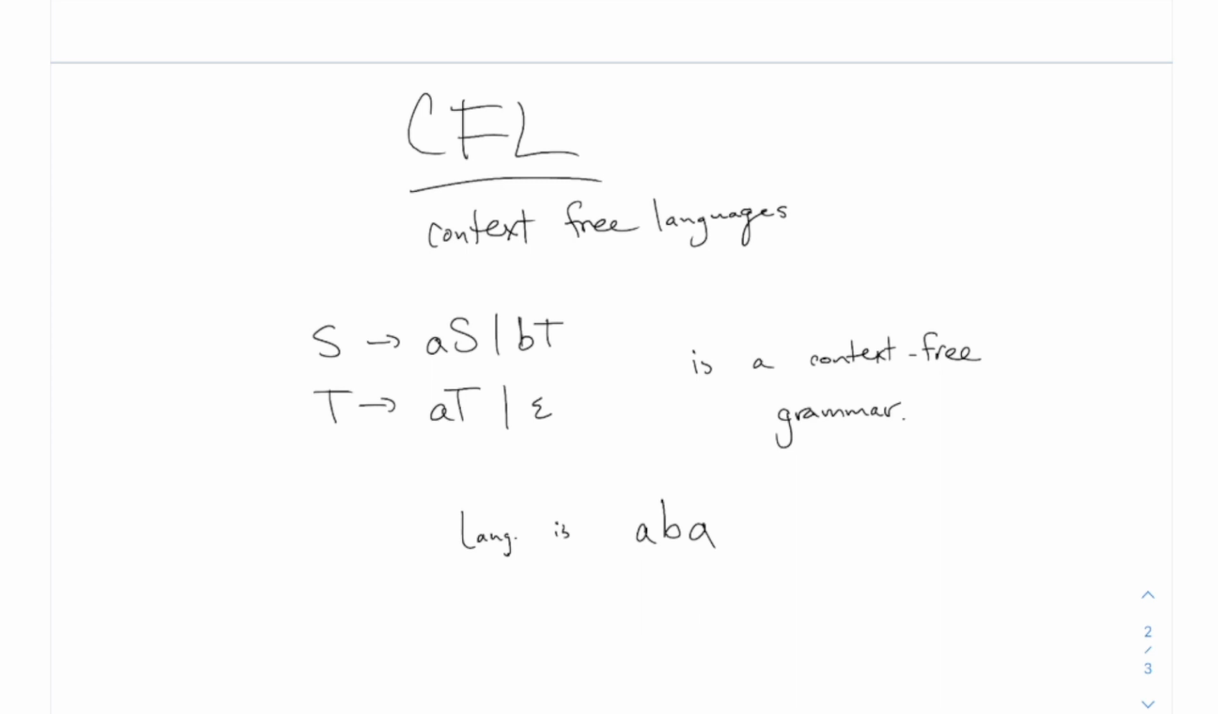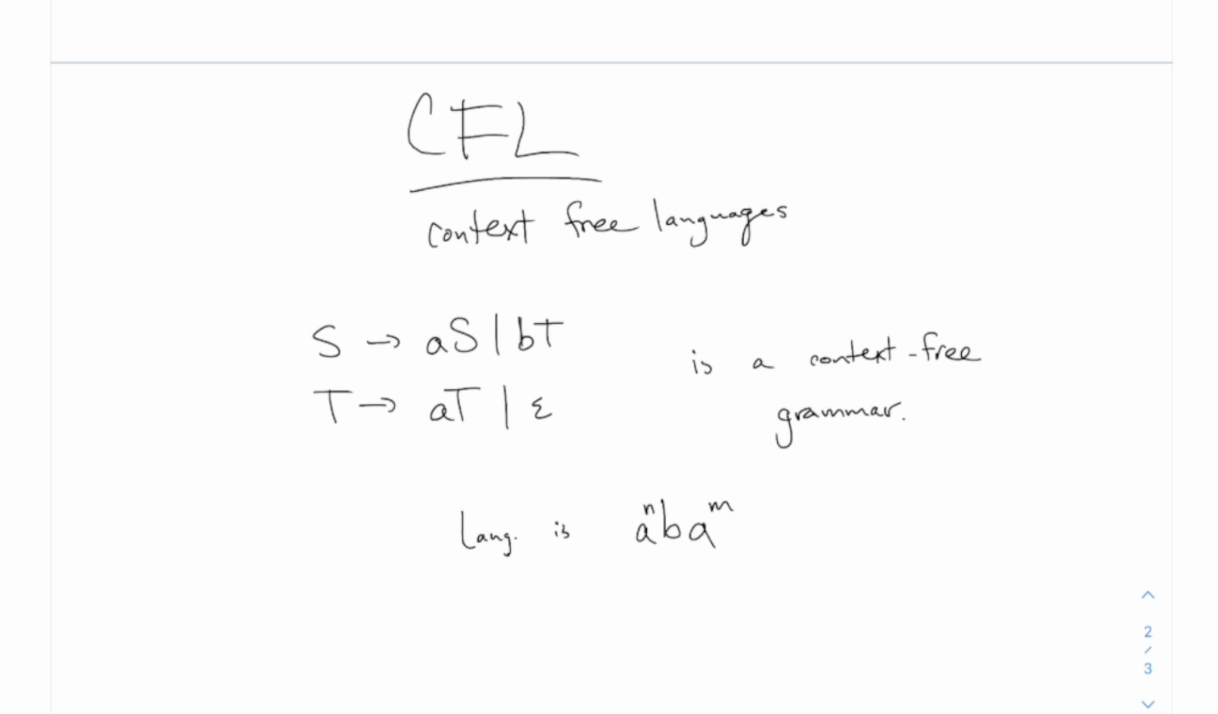I was going to write that in a different way. Anybody have a different way of saying that? Yeah? A to the N, B, A to the M. Something like that. This is the same as saying it's all A's except it has one B.